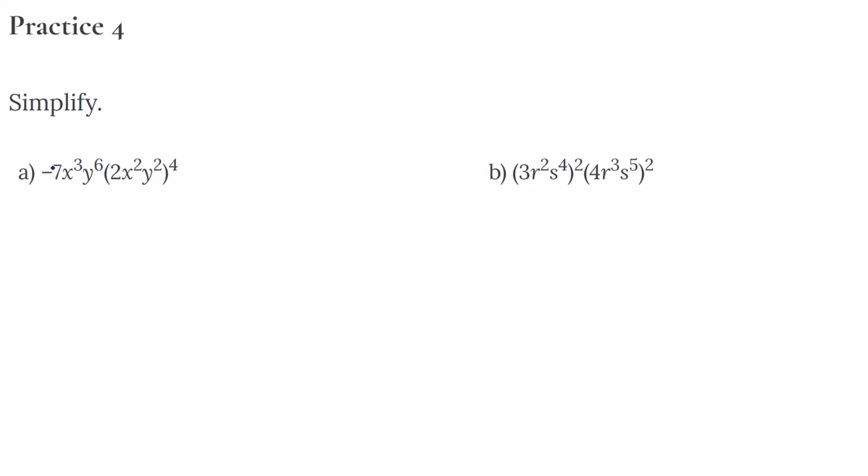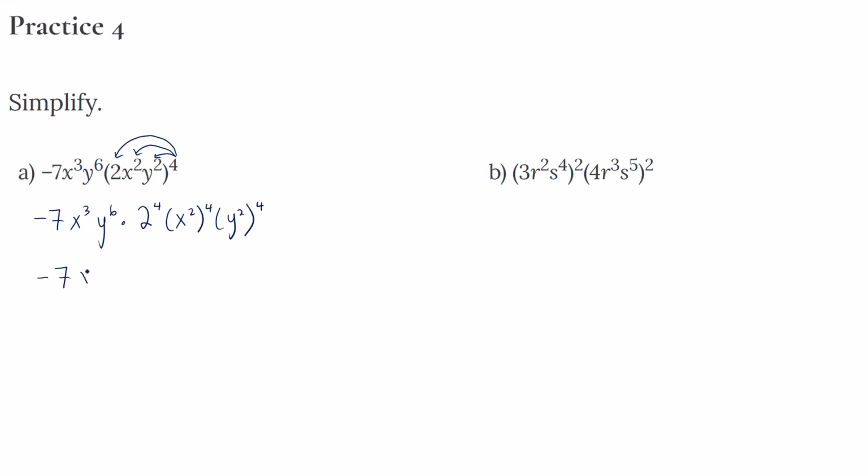Before we start putting powers together with the same base, we actually have to apply this exponent of 4 to everything inside the brackets. So it will be applied to this 2, this x to the power of 2, and this y to the power of 2. So I would rewrite this as -7 x^3 y^6, 2 to the power of 4, x^2 to the power of 4, y^2 to the power of 4. So let's go ahead, simplify things, and then start putting stuff together.